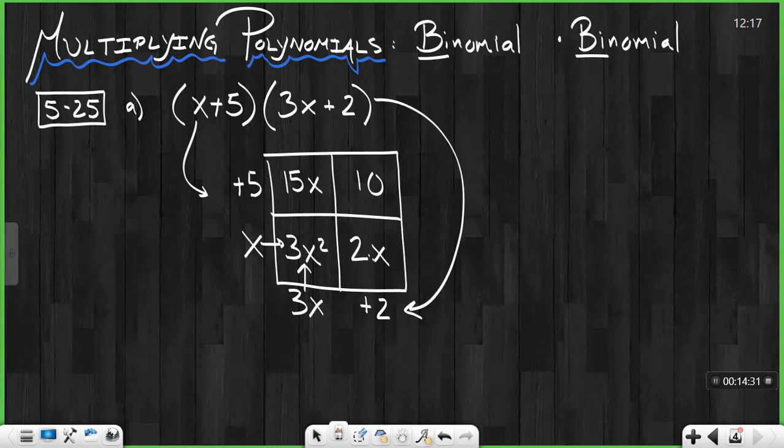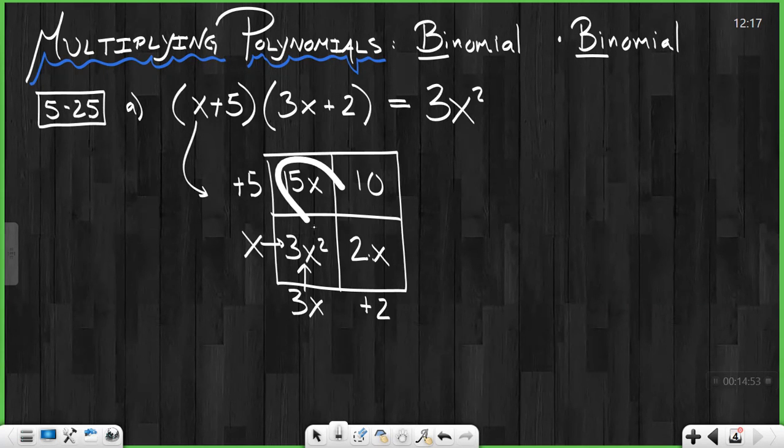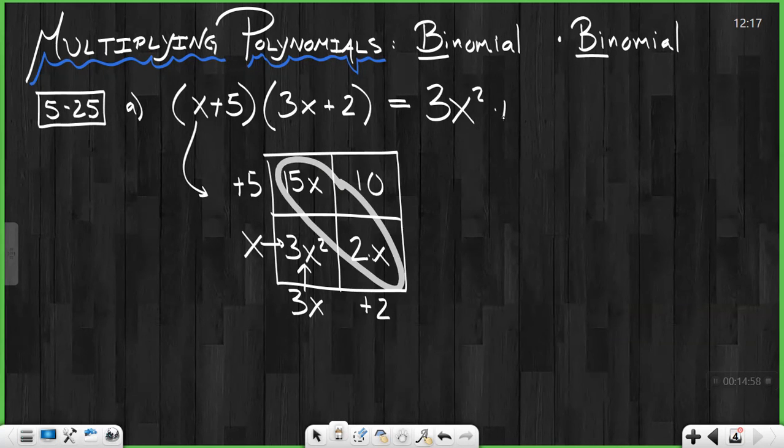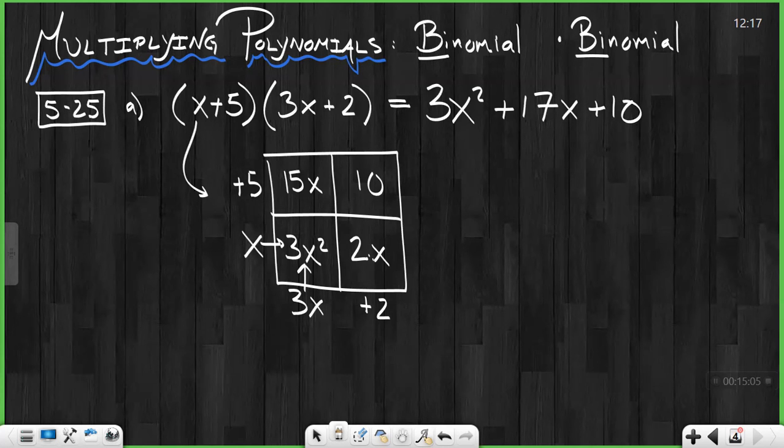So as we look at this one here, now we've multiplied everything to get the interior, but we have to write our final expression. If I want to write my final expression, I could just say that this equals, and I'm going to combine the like terms inside my box. Well, 3x squared can't be combined with anything else inside my box, but my 15x and my 2x can be combined together. And 15x plus 2x gives me a positive 17x. And then my last one, 10, can't be combined with anything else, so it's just left as 10.